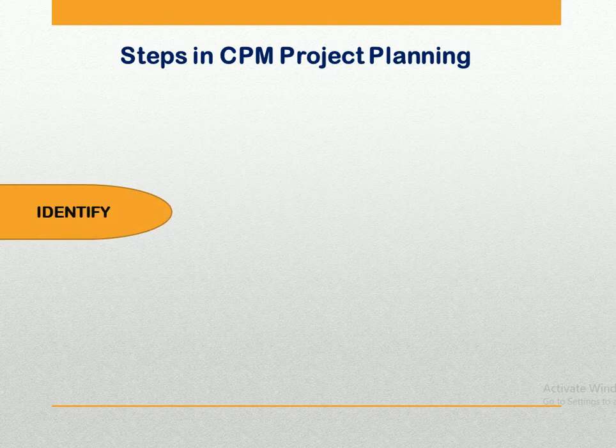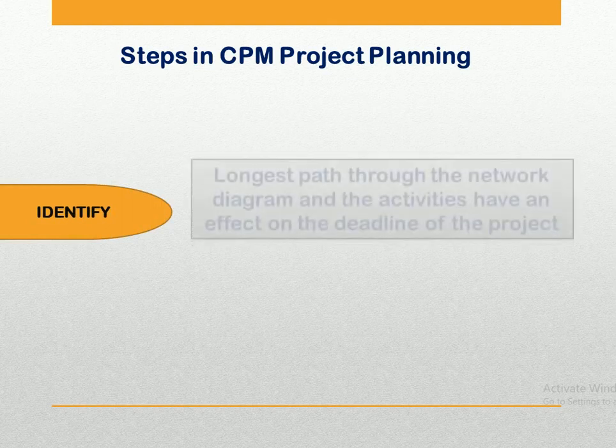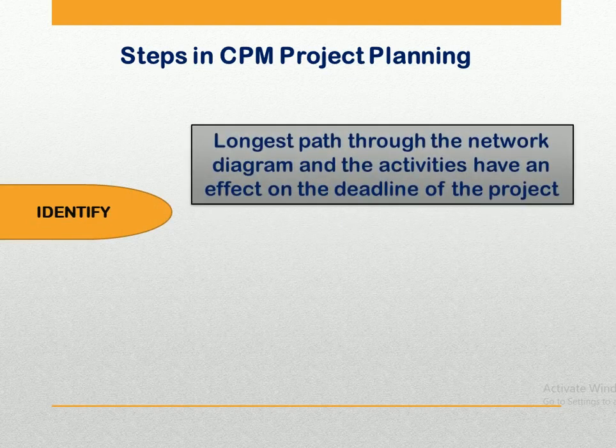Next step is identify. This is the longest path through the network, and the significance of the critical path is that activities that lie on it cannot be delayed without delaying the project. So if you are making an estimate that a particular project is starting on day 1 and should be completed after 8 days, we have to ensure that all the activities involved in it are completed in that period. So the critical path, as I told you, is the longest path through the network diagram, and all its activities have an effect on the deadline of the project.